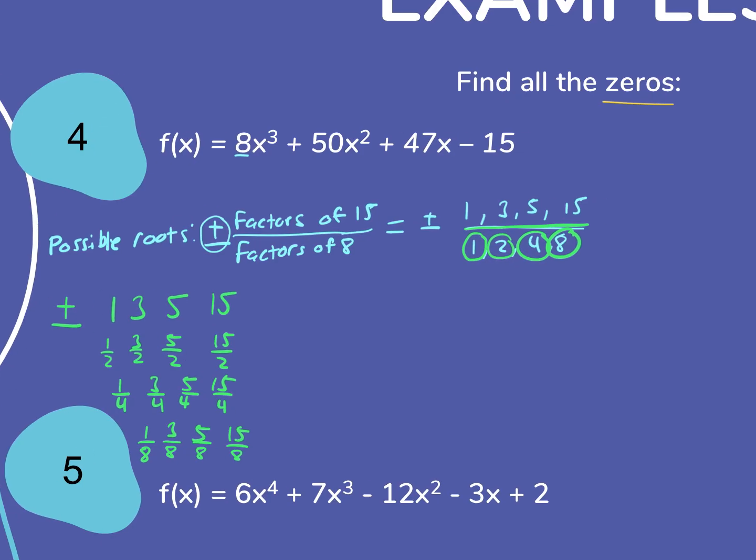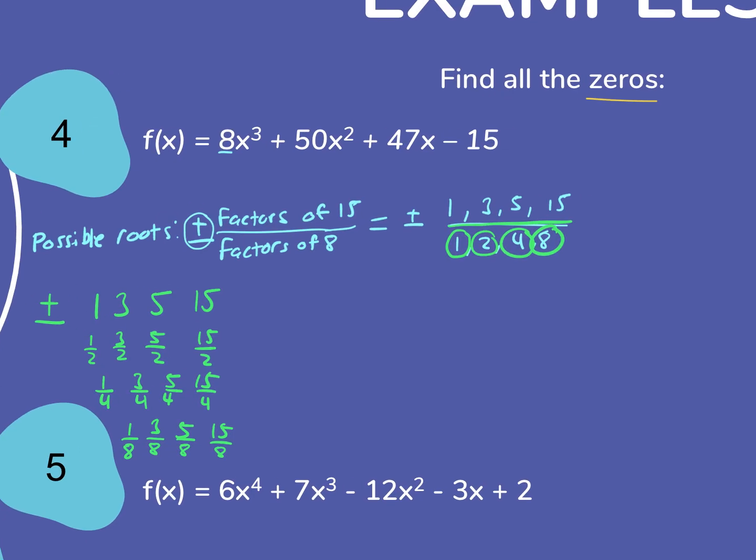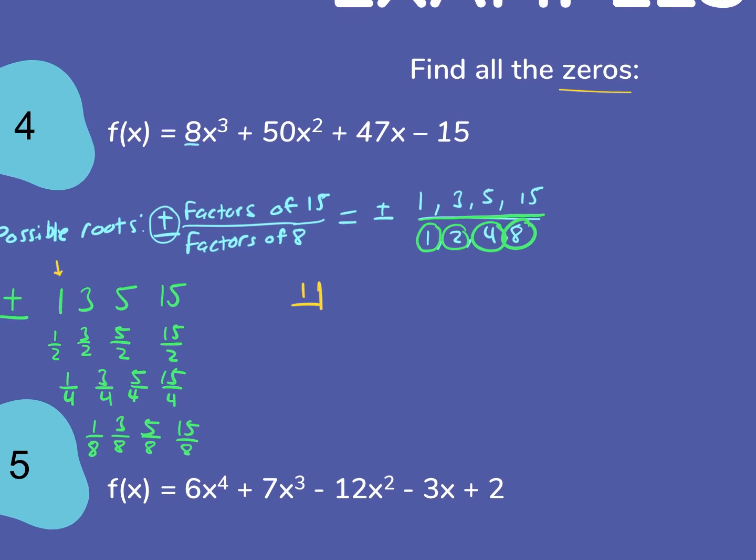So now we start a little bit of trial and error, right? So I'm going to pick easier numbers to choose from, right? I'm not going to start my synthetic division with like 1/2, or 5/4 or anything like that. I'm going to pick an easy number like 1, because that's one of our possibilities, right? +1 and -1. So I'm going to try +1 first. Let's see if it works.